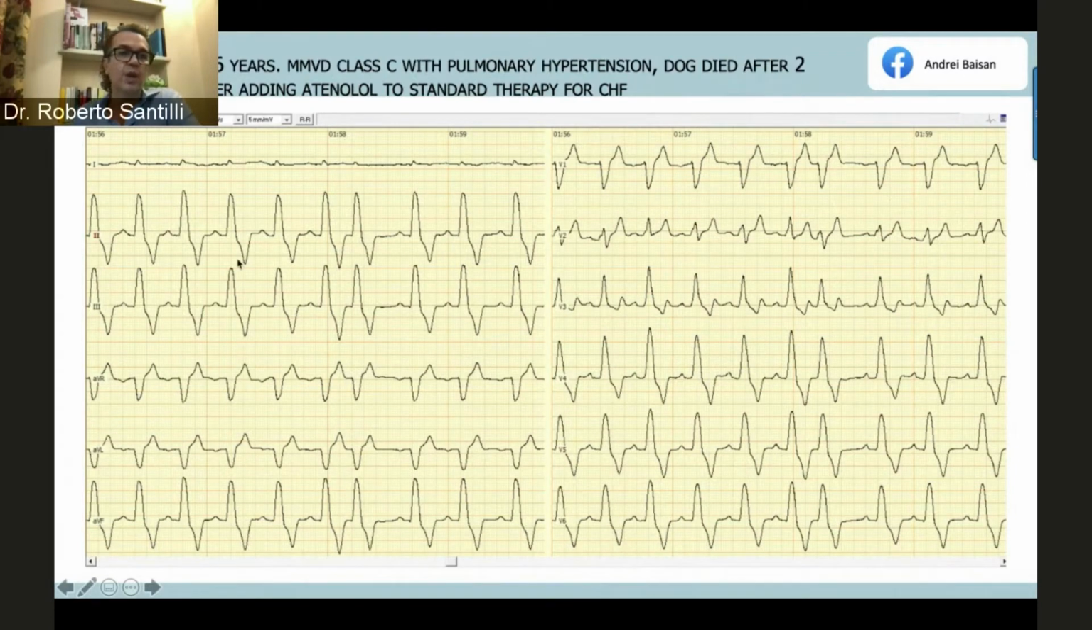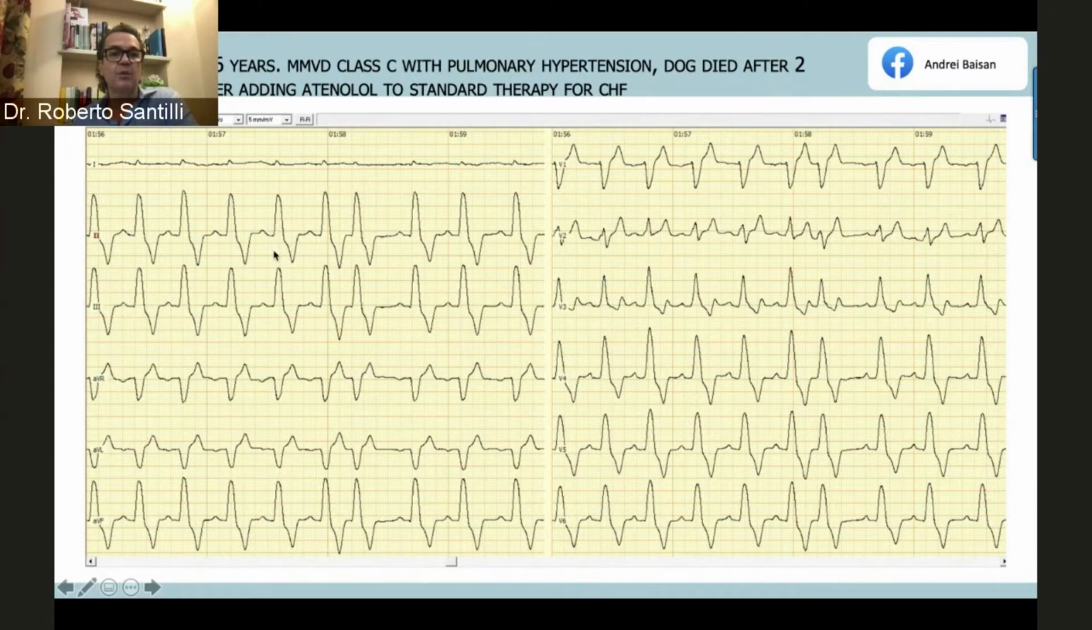So again, we have a wide QRS complex. When you have a wide QRS complex, rule out ventricular arrhythmia. 90% of the time it is a ventricular arrhythmia. In this case, it is not, because I can see a P wave in front of the QRS complex with a normal PQ interval. So this is probably a bundle branch block.